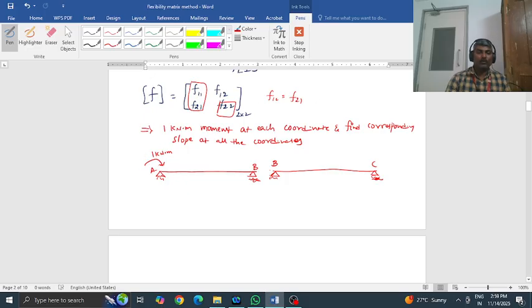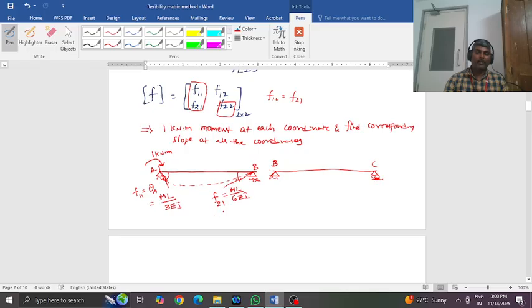So if this is rotated, it is going to bend like this. The slope here is your F11 value, that means theta A value. So this value is ML by 3EI. When a simply supported beam has a moment applied at one end, the slope at the same end is ML by 3EI. The slope at the other end is ML by 6EI, half the value. Okay. So what will be this value now?